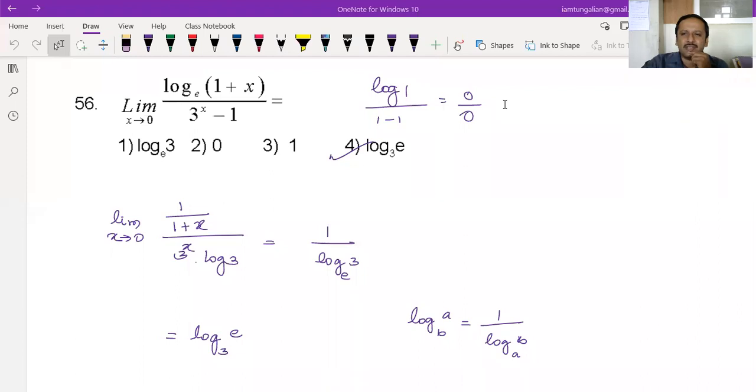Is it applicable only when x tends to infinity? Which one? F of x by g of x. Yes, it is applicable only when x tends to infinity.